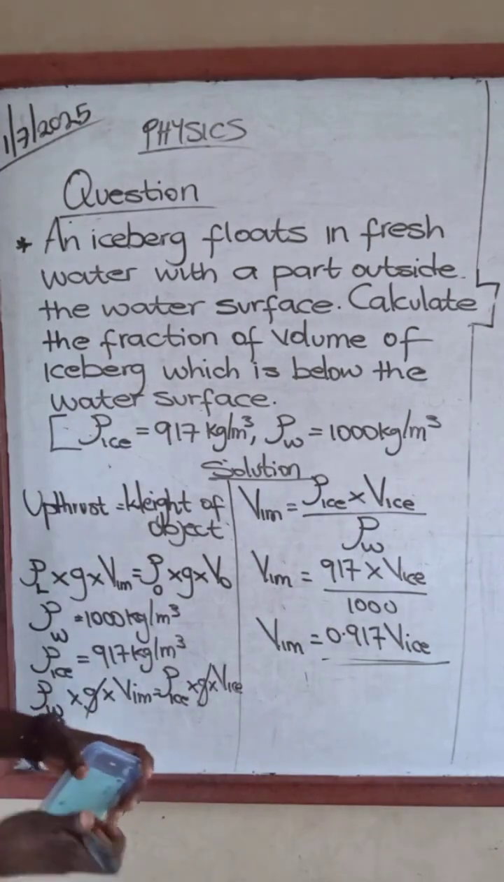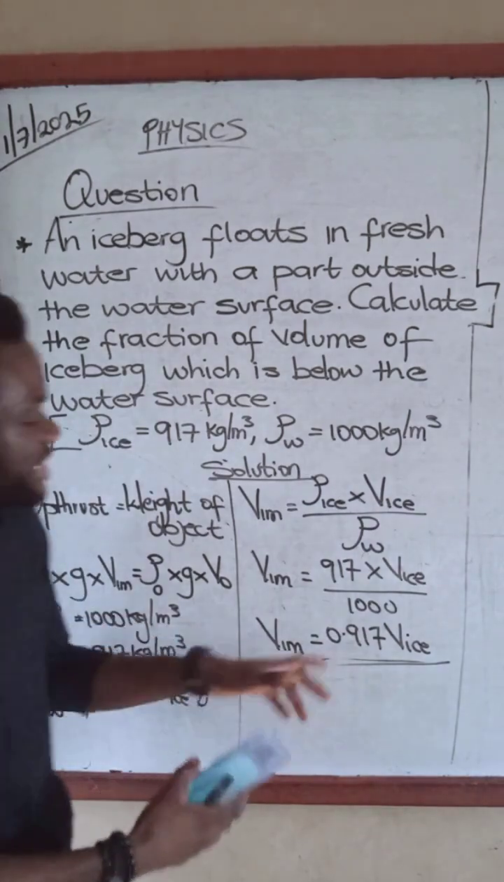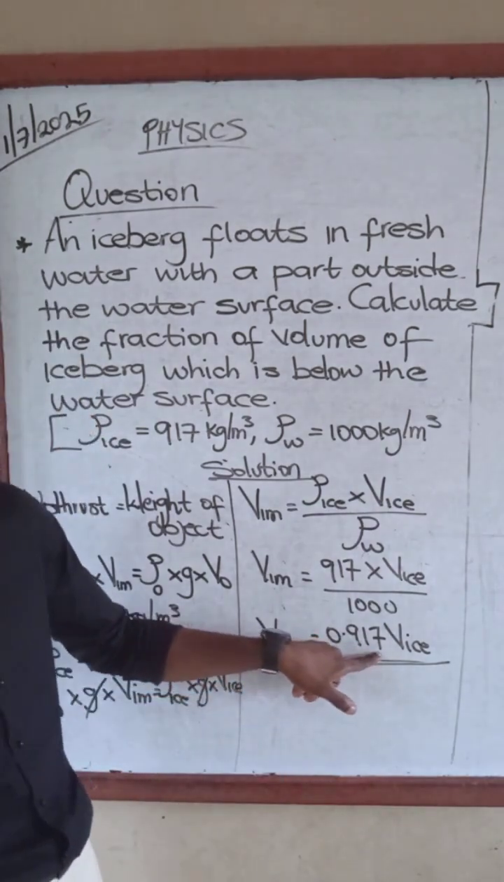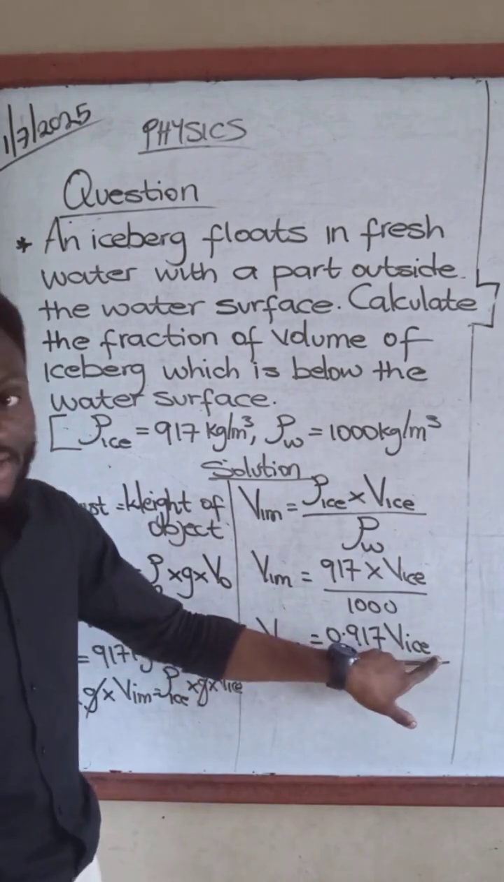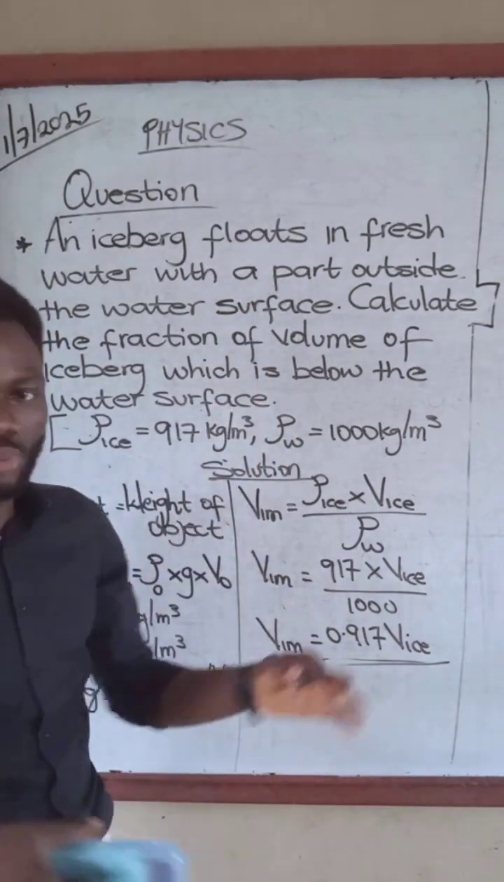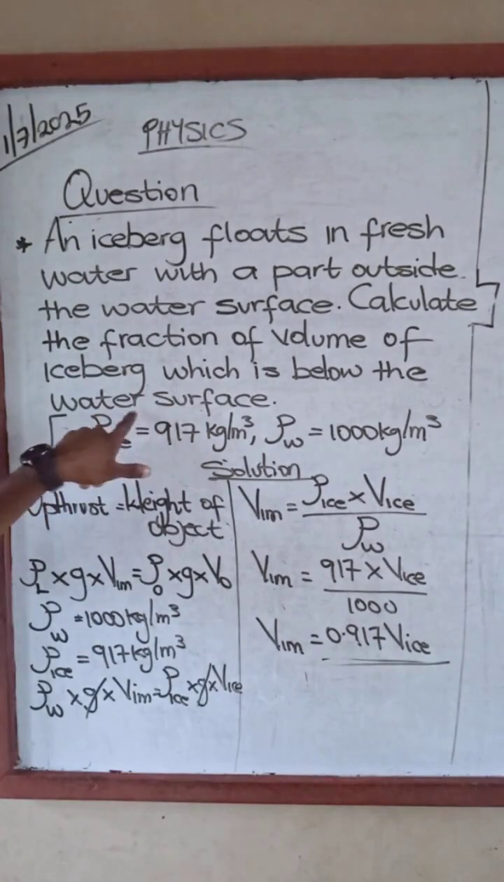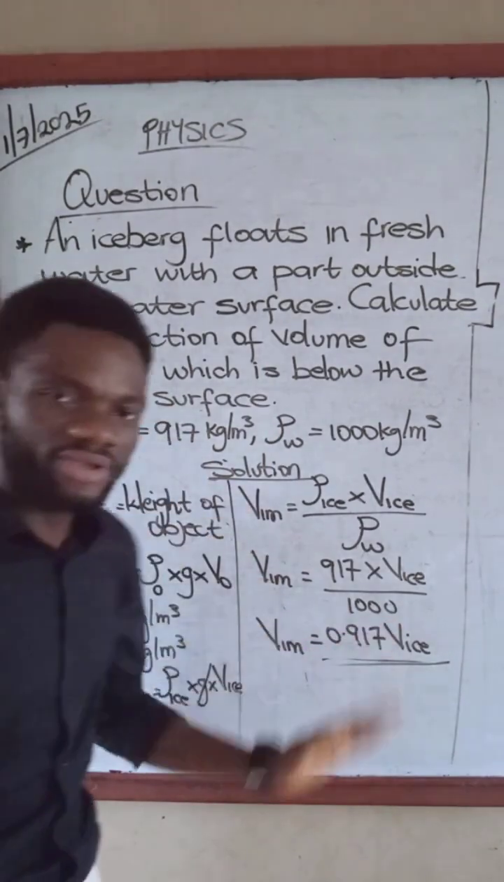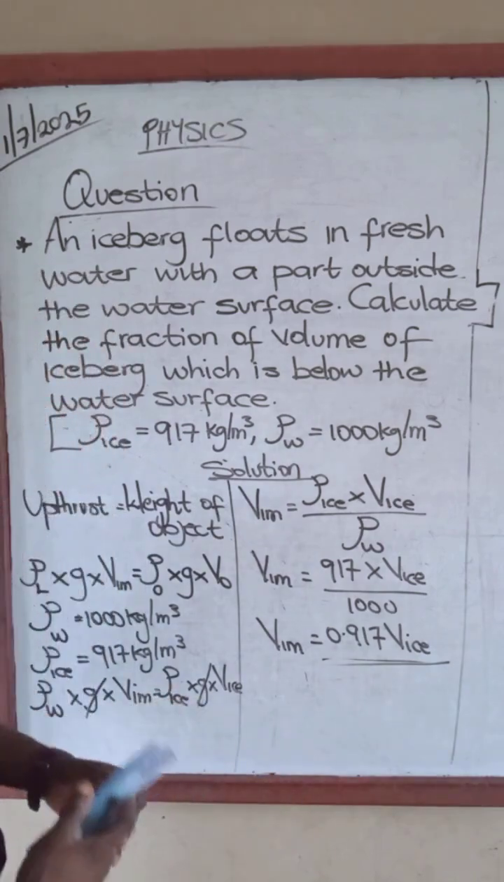The fraction of the iceberg that will be immersed is simply 0.917 of the total volume of the ice. Okay, so the total volume of the ice is just 0.917 that will be below the water surface. Okay, you see it's very easy from the understanding of flotation.